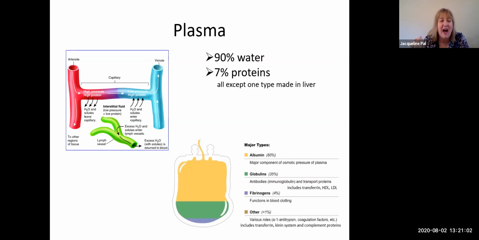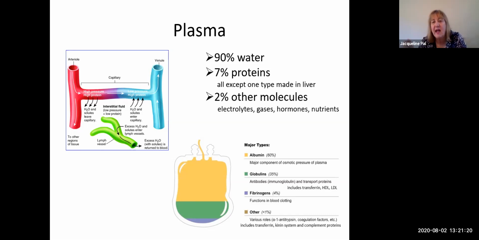So when we are looking at the albumin concentration, if it's higher, it will keep more water in the blood vessel. And if it's lower, then more water will leave the blood vessel and that interstitial fluid volume goes way up. And then the last couple of percents are the things that you were able to remember or figure out. The gases, okay? Electrolytes, your hormones, okay? Your estrogen, progesterone, your thyroid hormones, all the hormones, as well as various nutrients that you are eating.